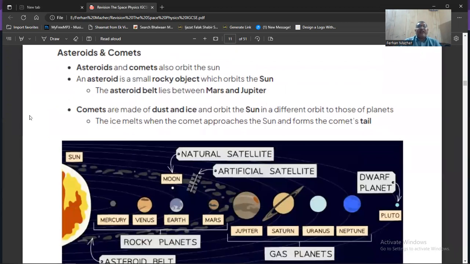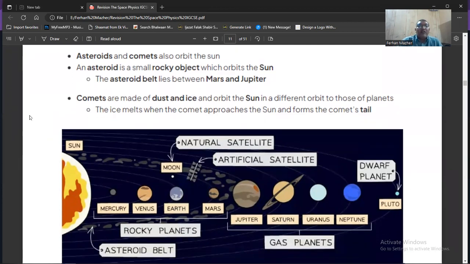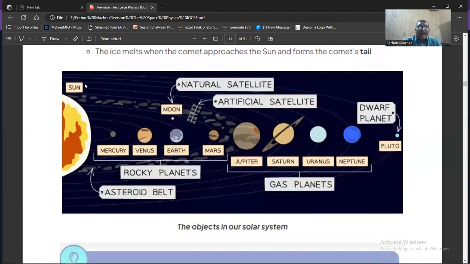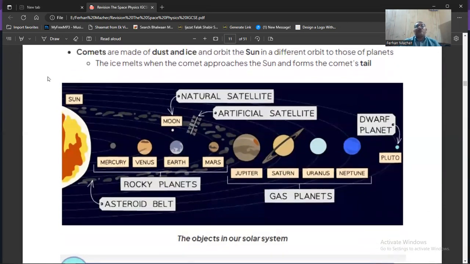Asteroids and comets. Asteroids and comets also orbit the sun. An asteroid is a small rocky object which orbits the sun. The asteroid belt lies between Mars and Jupiter. Comets are made of dust and ice and orbit the sun in a different orbit to those of planets. The ice melts when the comet approaches the sun and forms the comet's tail.